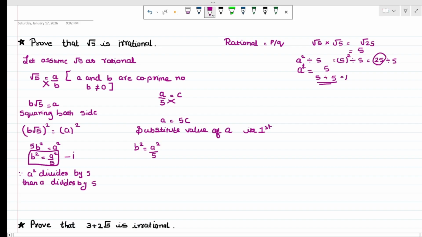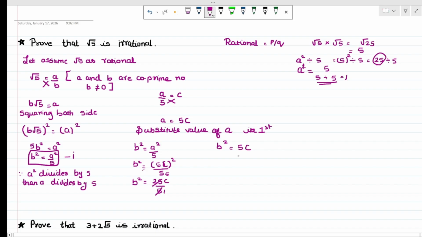So in case of A, I will substitute my value, b is equal to 5c, the whole square upon 5. So what will I get as my answer? B square is equal to 25c by 5. Now as you can see over here, the 5s are getting cancelled. So I am getting my answer as B square is equal to 5c.